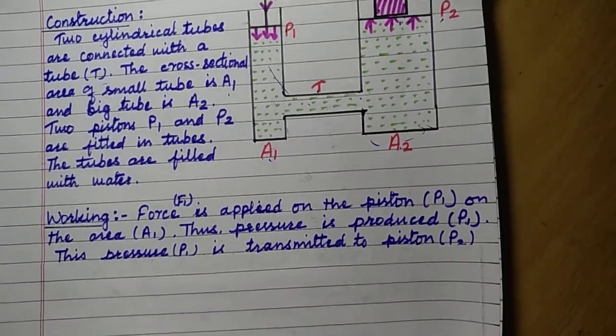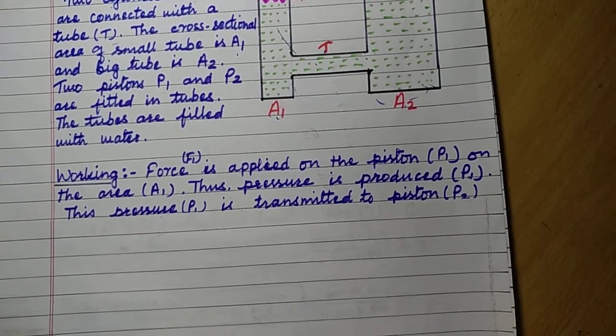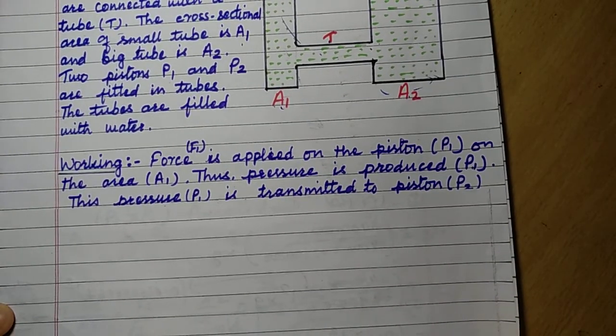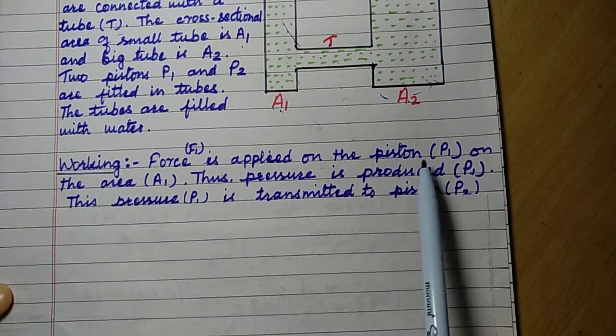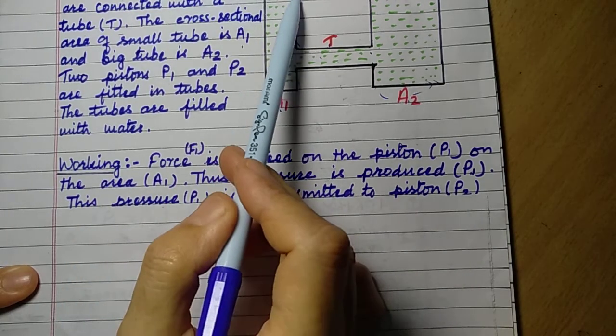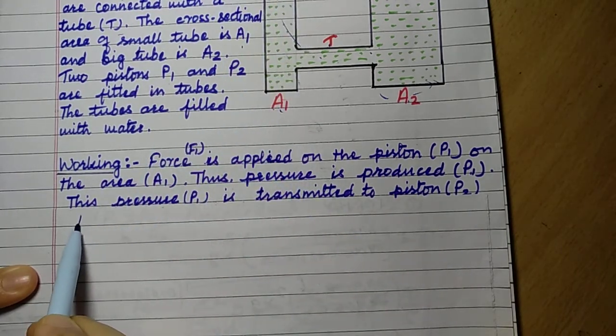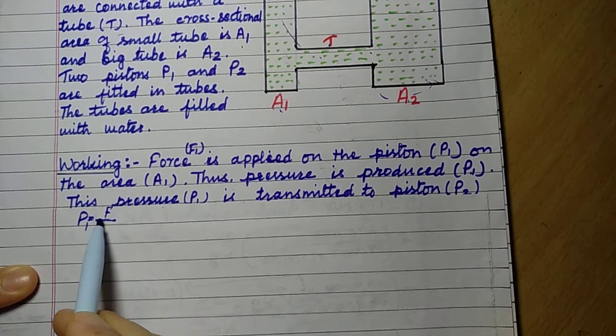We are dealing with liquid pressure, that is why there should be water or any liquid. Now the working of this hydraulic machine, how does it work? Force is applied on the piston P1 on the area A1. So on piston P1 force is applied. So F1 is applied on A1.